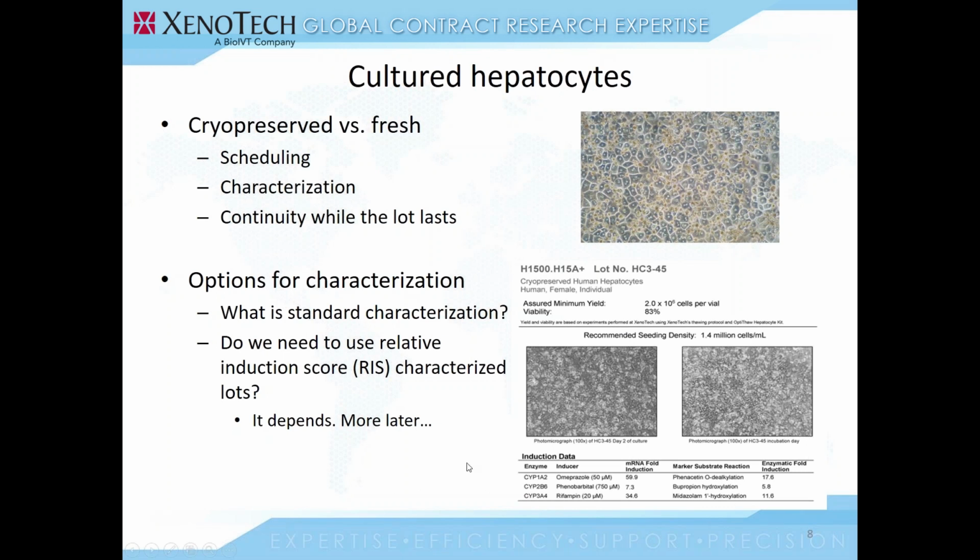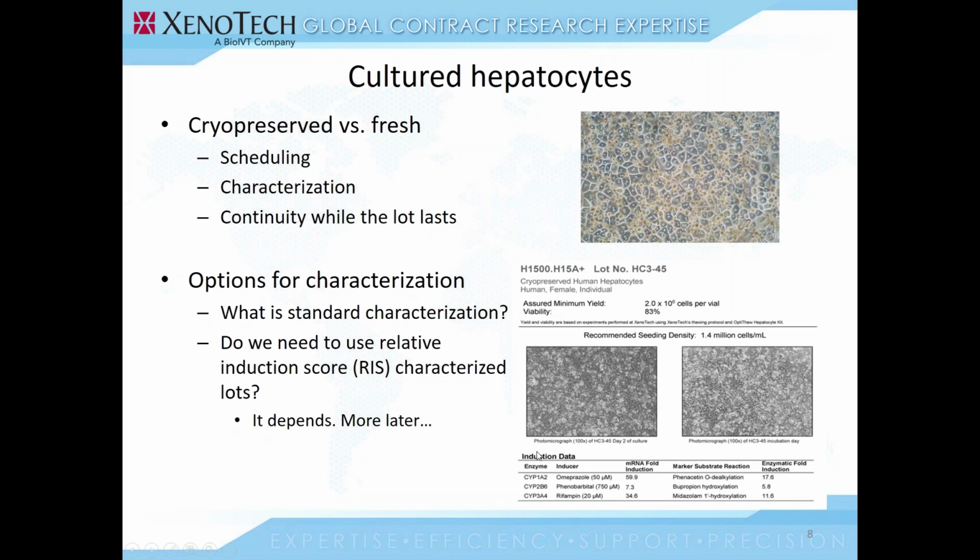This one is an older one, so it doesn't have any 2C data. But it does have 1A2, 2B6, and 3A4 data, and you can see that we have the mRNA fold induction response from omeprazole, phenobarbital, rifampin, and then we have the enzyme activity induction response. The cutoff for mRNA fold induction is 6, so all of these are above 6, so we're happy with those. The cutoff for enzymatic activity induction is 2-fold, and so this is a nice lot that we would go ahead and use internally, and we would recommend for use externally.